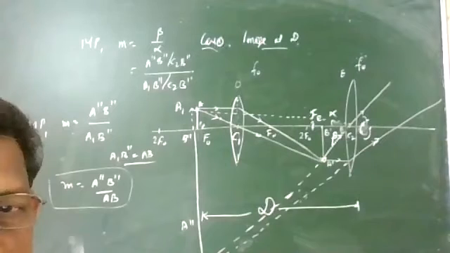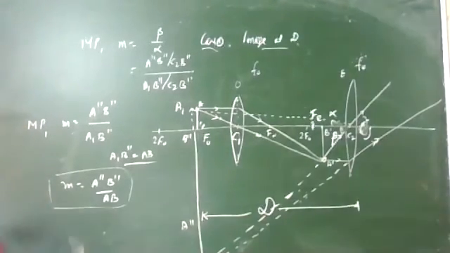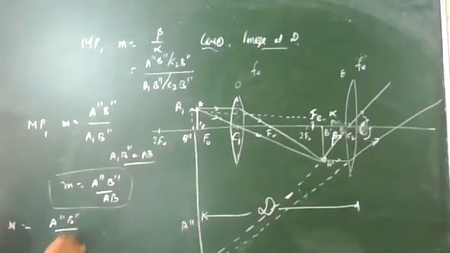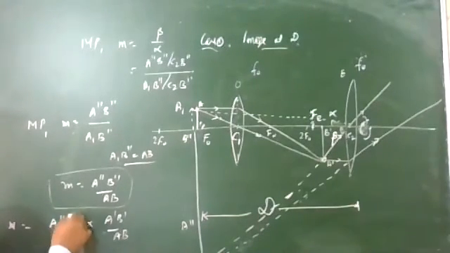So one more image is formed. What is that? A dash B dash. So multiply and divide with A dash B dash. The equation is taken to M equal to A double dash B double dash divided by A dash B dash, times A dash B dash divided by AB. Now we are getting two equations.